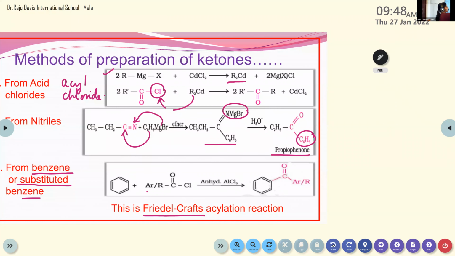In the beginning, we learned about the common methods of preparation of aldehydes and ketones, then the specific preparation methods of aldehydes. Then this one is about the preparation of ketones. This is clear? Any doubt? Any doubt, children?